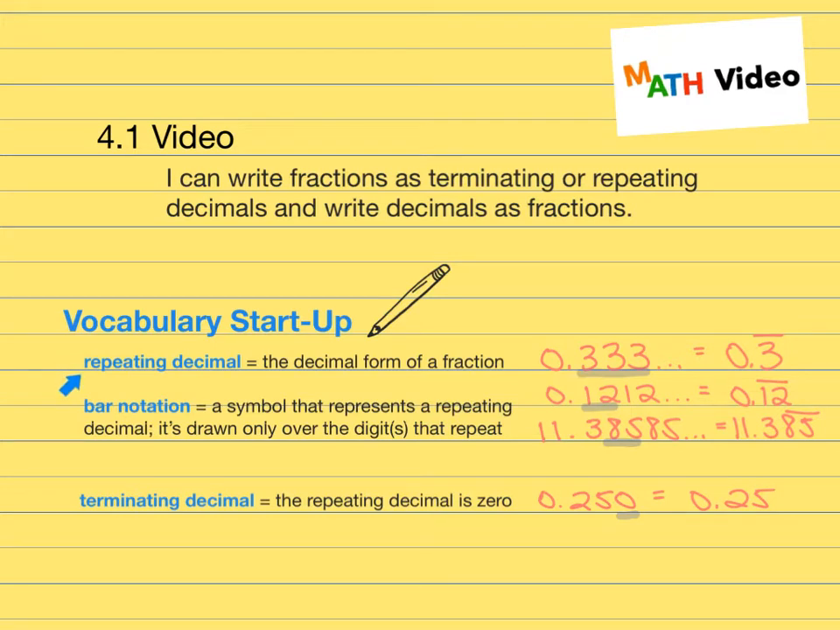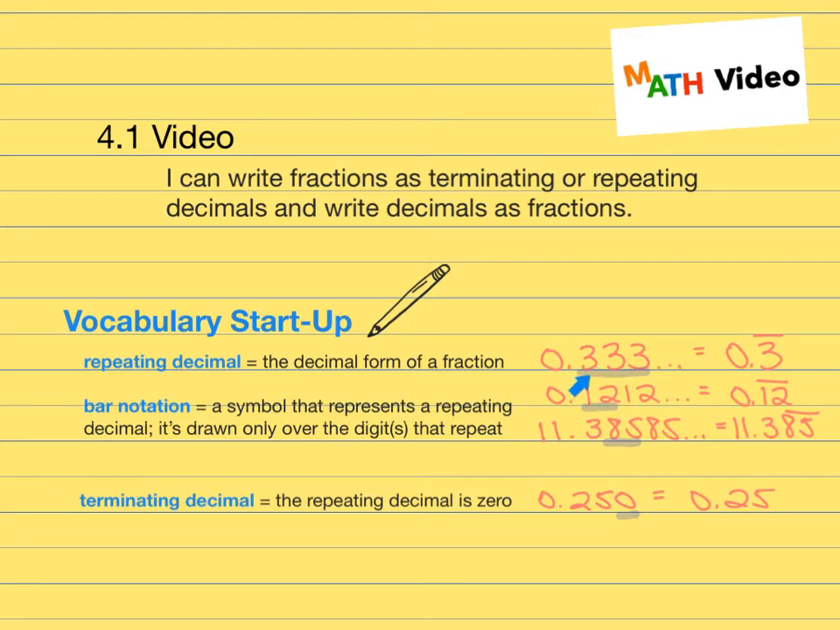We begin with repeating decimal, and that is a decimal form of any fraction. Now with a repeating decimal, we can also use what's called bar notation. This is a symbol that represents a repeating decimal. It's drawn only over the digits that repeat. Let's look at some examples.